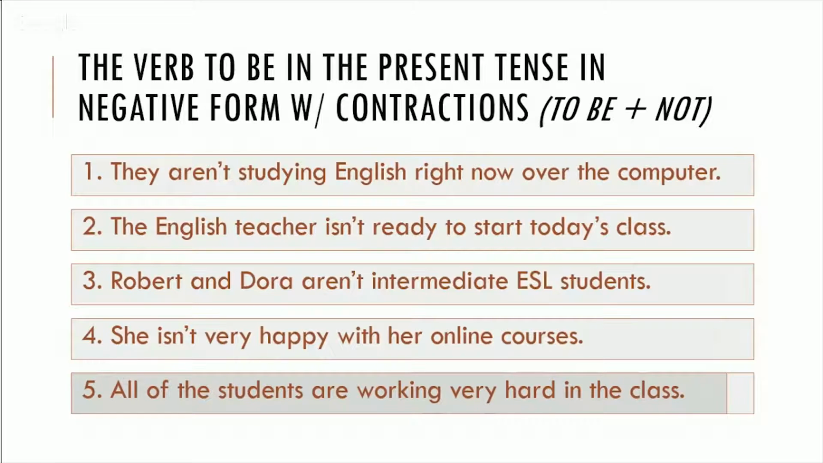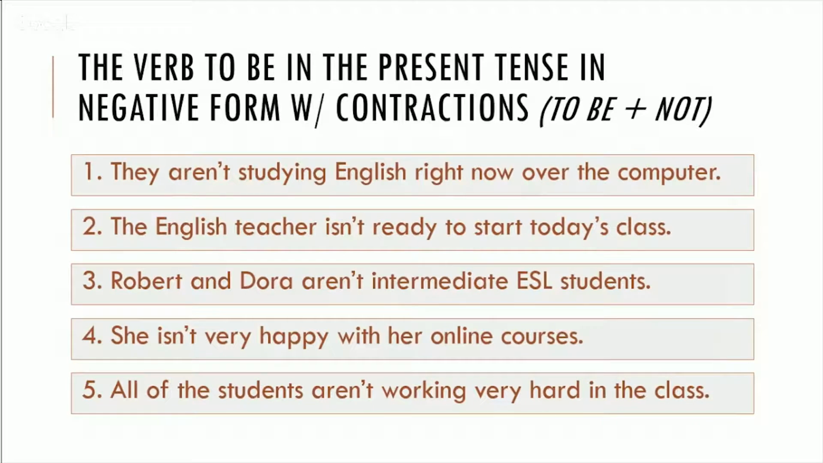I have three answers for the last one. I have Mariana, Rafael, and Katia. All, right? Forgot the A there. All of the students aren't working very hard in the class. Rafael has the same answer. Katia has the same answer, so that is correct.